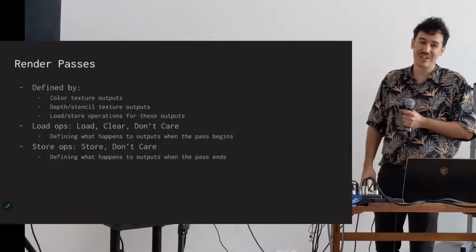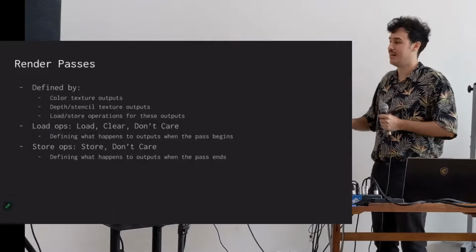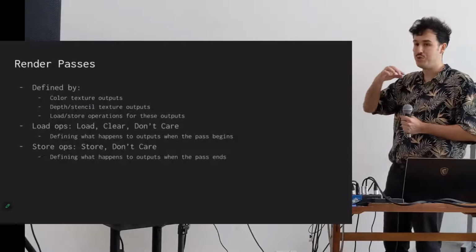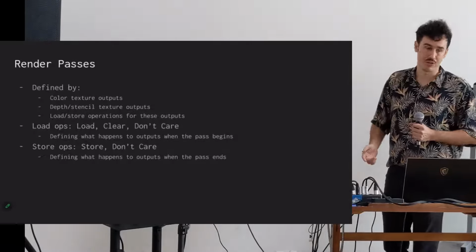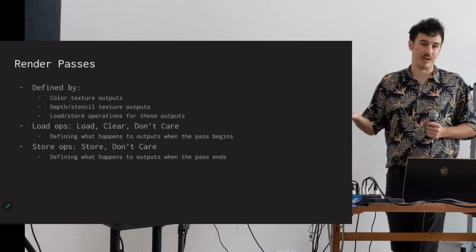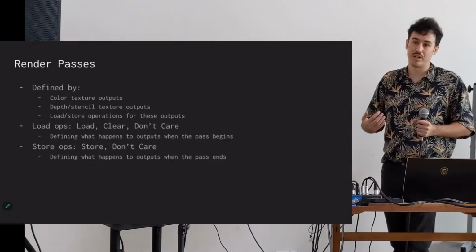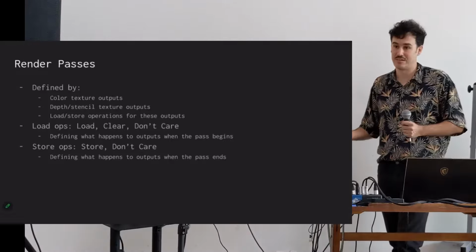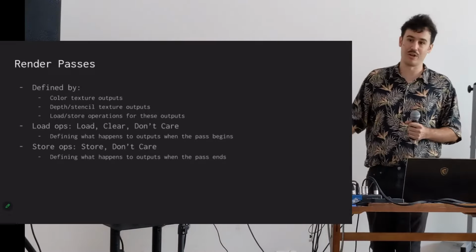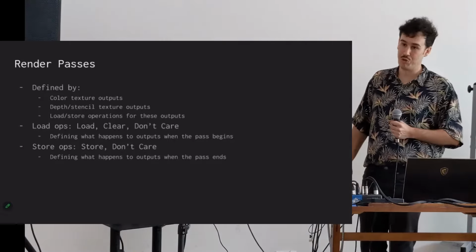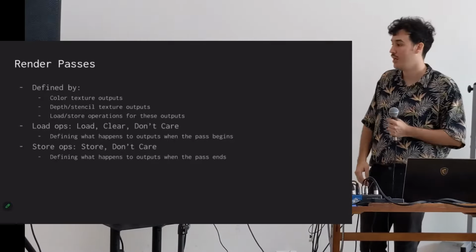You can say, I don't care what you do with this data, it doesn't matter. The reason you might do that is if you know that you're going to be overwriting all of the color data in a texture. Maybe you don't want to load it, right? Because loading stuff from memory takes time. You might not want to clear it because clearing stuff from the memory takes time. So if you're just going to overwrite all those pixels, it doesn't make sense to load or clear. You can just have the driver do whatever it thinks is the most efficient thing to do.